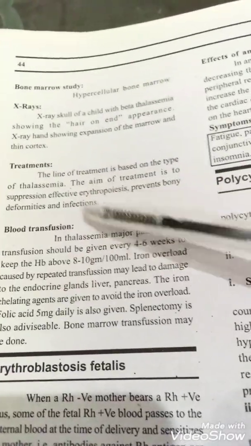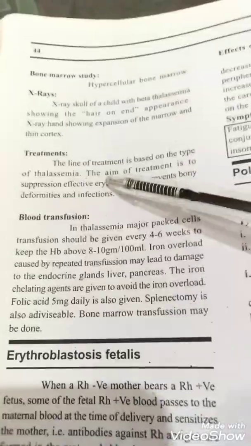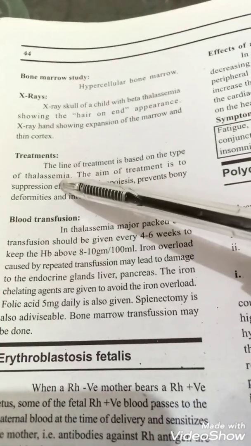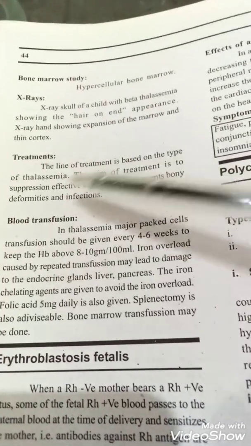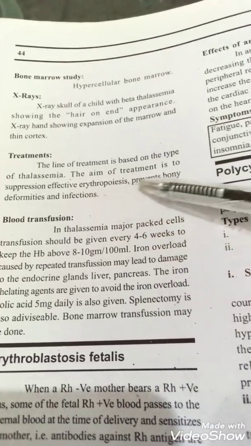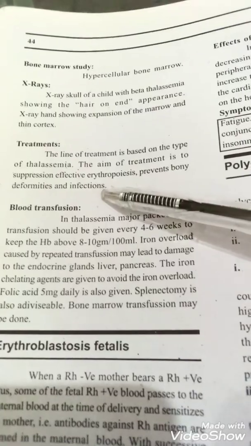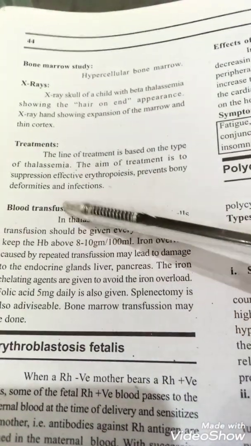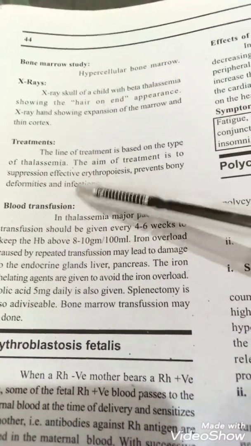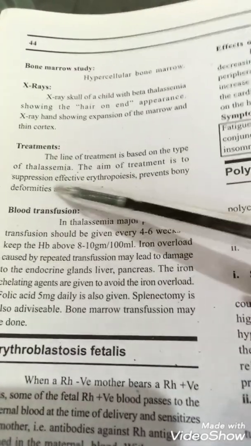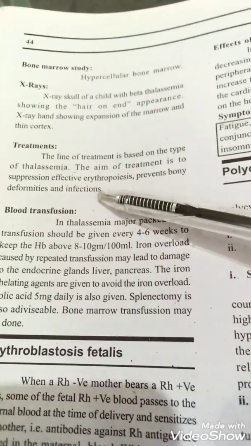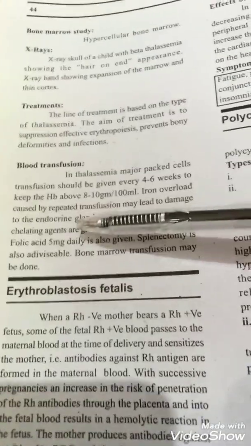Now come to the treatments. The line of treatment is based on the type of thalassemia. The aim of treatment is suppression of ineffective erythropoiesis, and prevention of bony deformities and infections. There is a prevention of bony deformities and infections of the patient, and also a suppression of ineffective erythropoiesis.